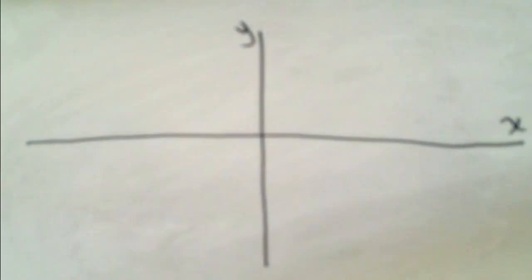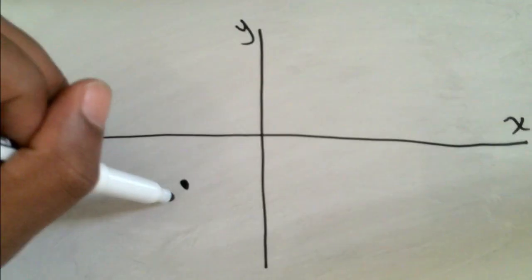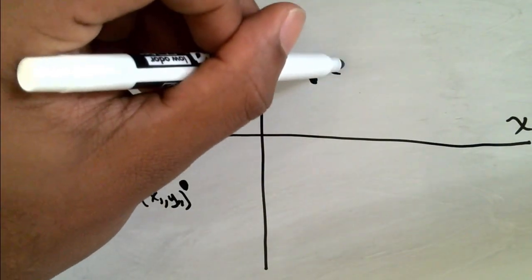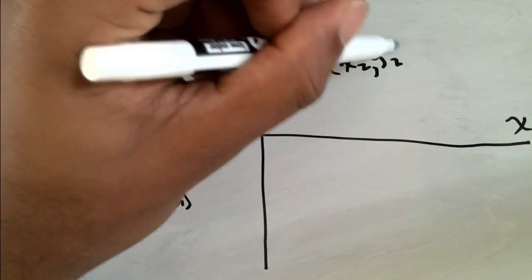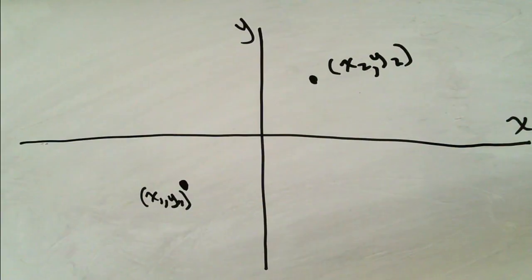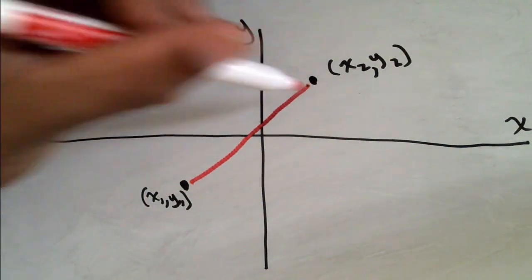It's easier to visualize on a two-dimensional plane, so I'm going to use an xy coordinate plane here. We'll call one point (x1, y1) and one point (x2, y2). Now, the formula tells us how to find the direct distance between these 2 points.